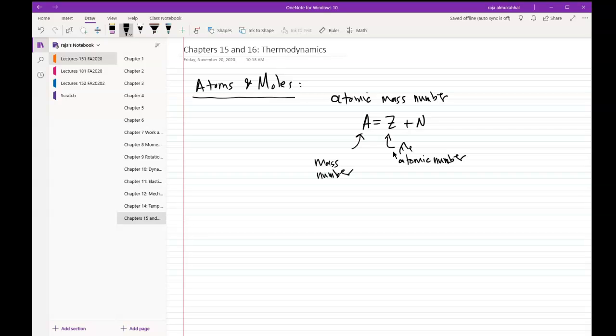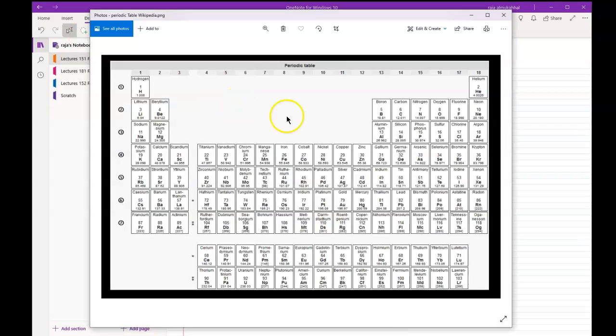And this atomic mass number doesn't just give you information about the number of protons or the sum of the protons and the neutrons. It also gives you the mass of this atom in comparison to the mass of the carbon atom, if you remember from your chemistry class. Let me just show you a periodic table here. I just pulled it out from Wikipedia, so I'm sure you're familiar with it.